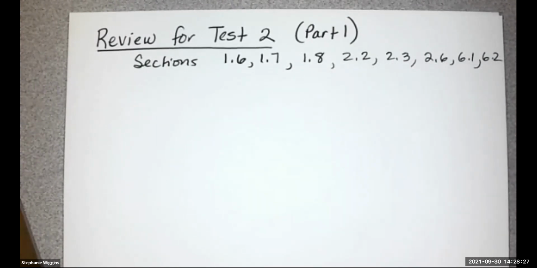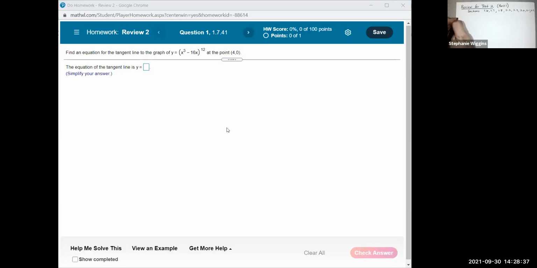So let's dive right into the review assignment. Question number 1: find an equation for the tangent line to the graph of y equals (x cubed minus 16x) to the power of 12, at the point (4, 0).